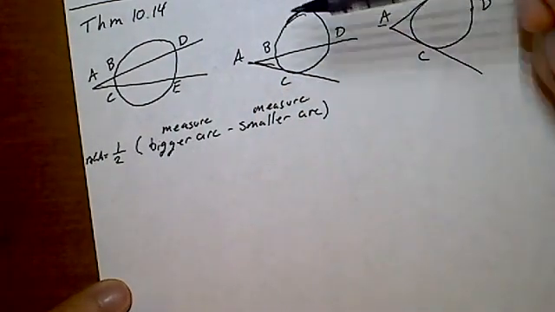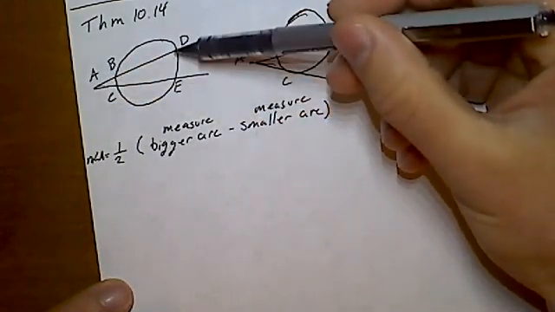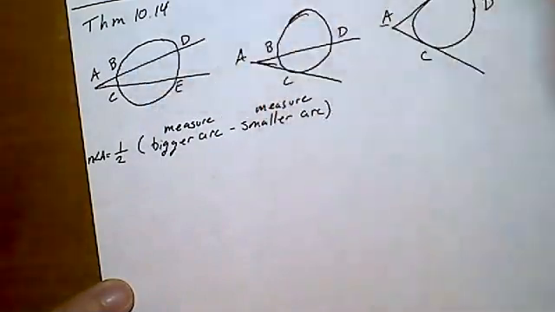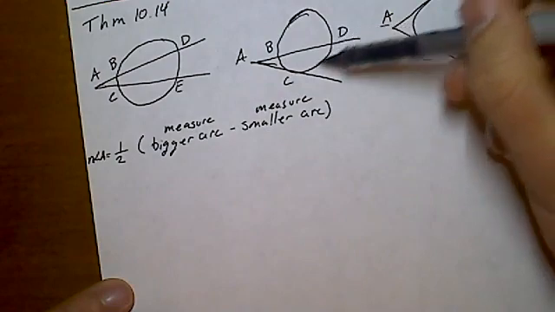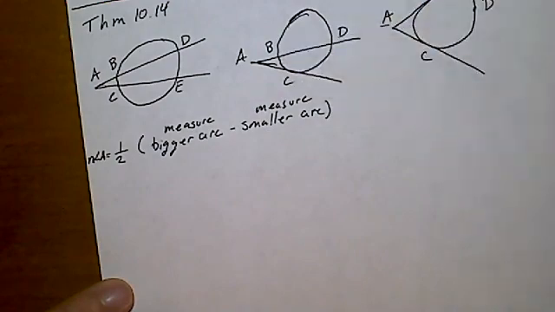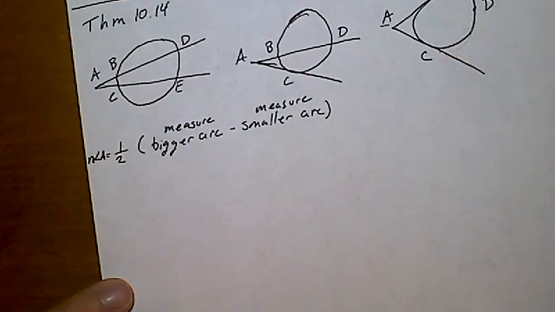So in other words, A in the first diagram here is 1/2 DE minus BC. In the second one, it's 1/2 of DC minus BC. And in the third one, it's 1/2 of BDC, going around the circle this way, minus BC.